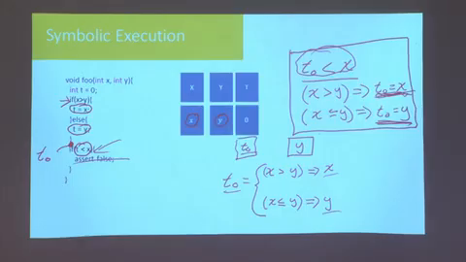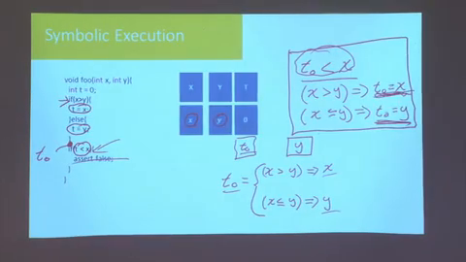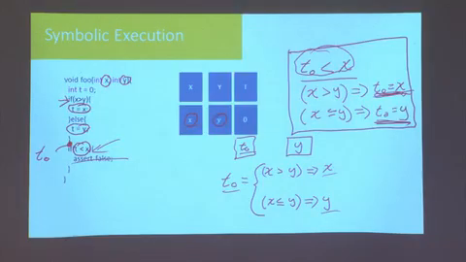So what we have here is an equation that has no solution. It doesn't matter what values you plug into this equation. You cannot solve it. And that tells us that no matter what inputs we pass to this code, it will not go down this branch.